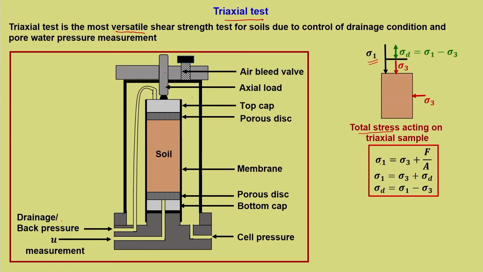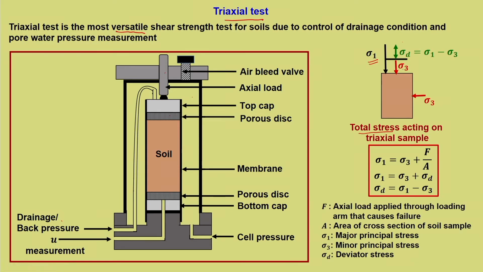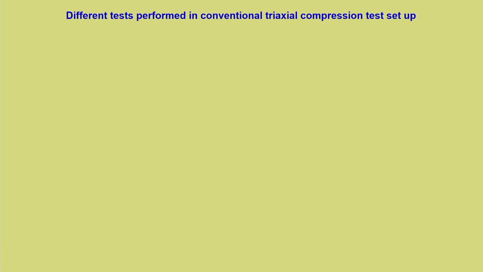So, this is further explained here. Sigma 1 is equal to sigma 3 plus the force applied through axial force, applied through this ram, divided by the area of cross section of the sample. So, sigma 1 is equal to sigma 3 plus sigma d, hence sigma d is equal to sigma 1 minus sigma 3. F is the axial load applied through the loading arm that causes failure, A is the area of cross section of the soil sample, sigma 1 is the major principal stress, sigma 3 is the minor principal stress, and sigma d is the deviatoric stress.